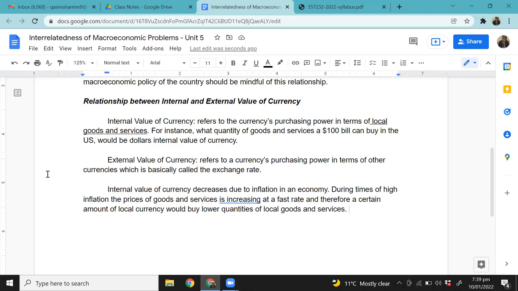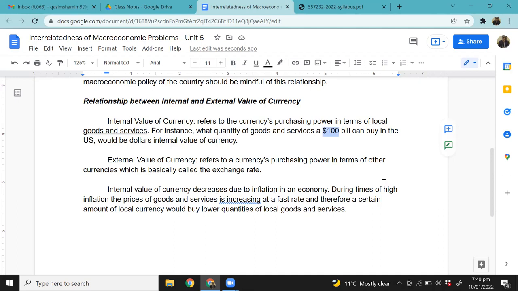Why? Because prices are increasing at a faster rate. Now just think about this. What a $100 bill used to buy in the US 5 years ago, right now that $100 bill is buying much less quantity of goods and services than it used to buy. Why? Only one reason: prices have increased over the years. There has been inflation in the economy during these years, right? So that's what I'm saying, that internal value of currency decreases due to inflation in an economy.